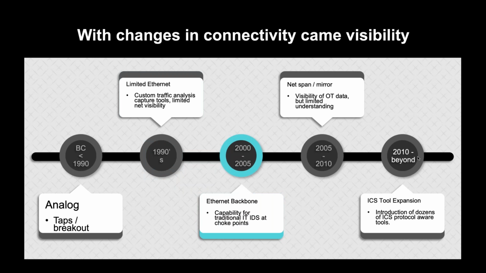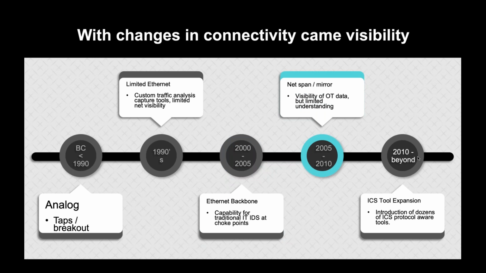As we moved into the 2000 to 2005 timeframe, a lot of asset owners and operators wanted the ability to see the data set directly, but their networking infrastructure generally didn't support the capabilities required to see all that data flow. So they generally had to pick very specific choke points to put an intrusion detection device or some traditional IT asset, so they could look at that traffic from a single choke point perspective.